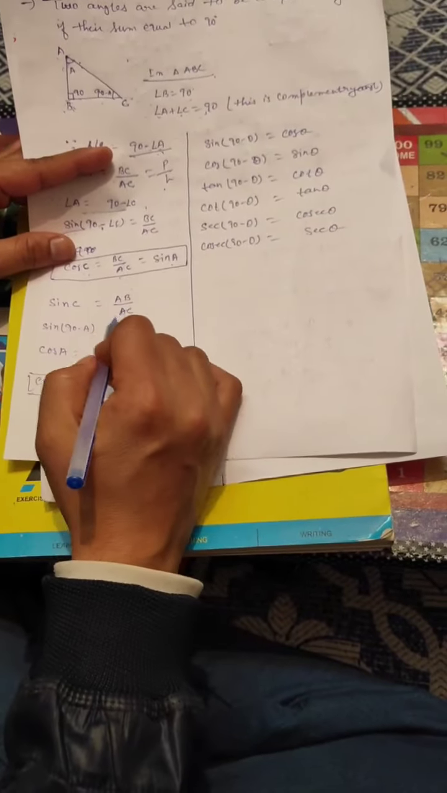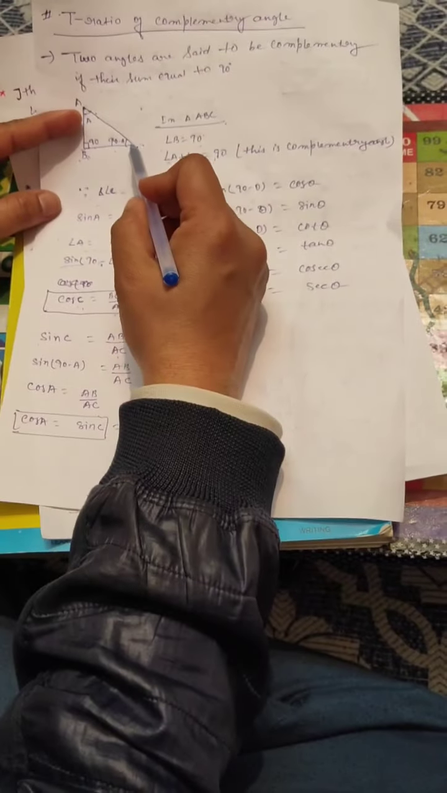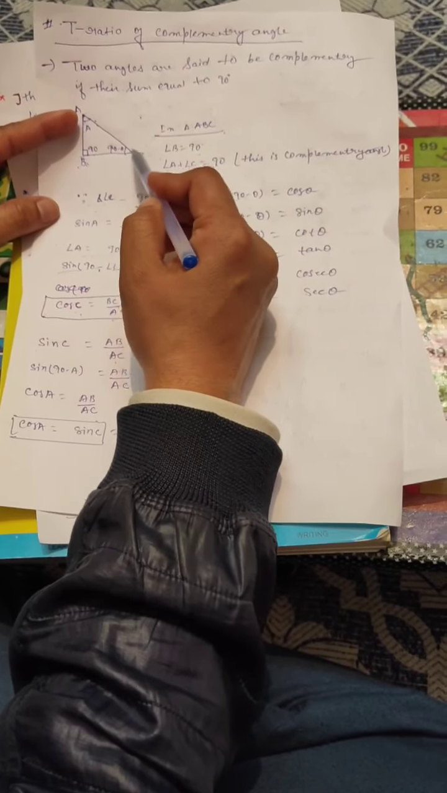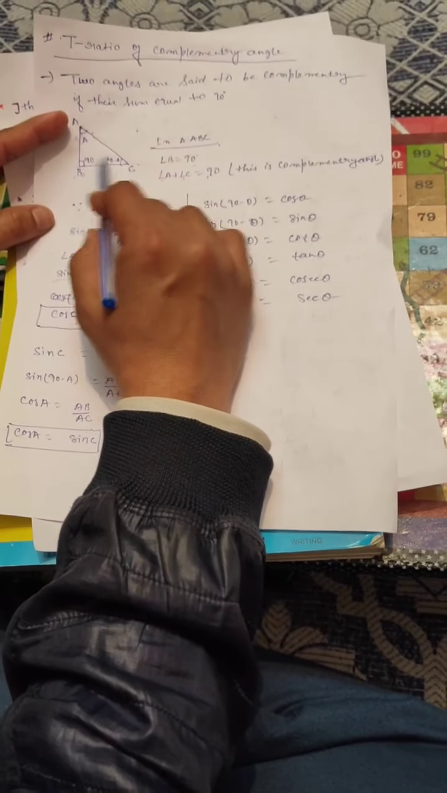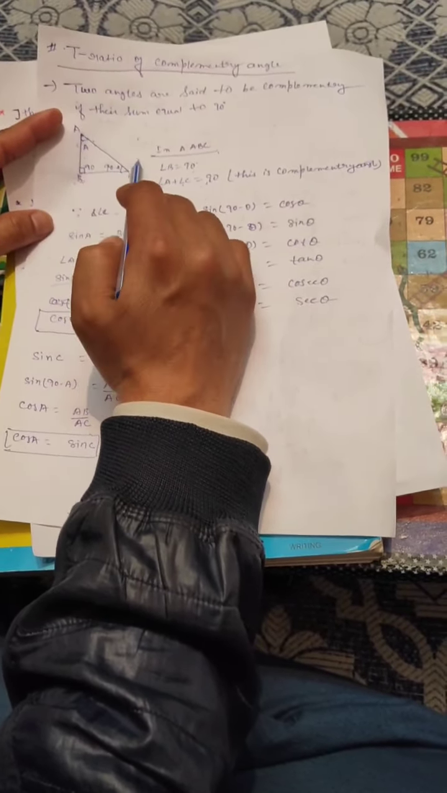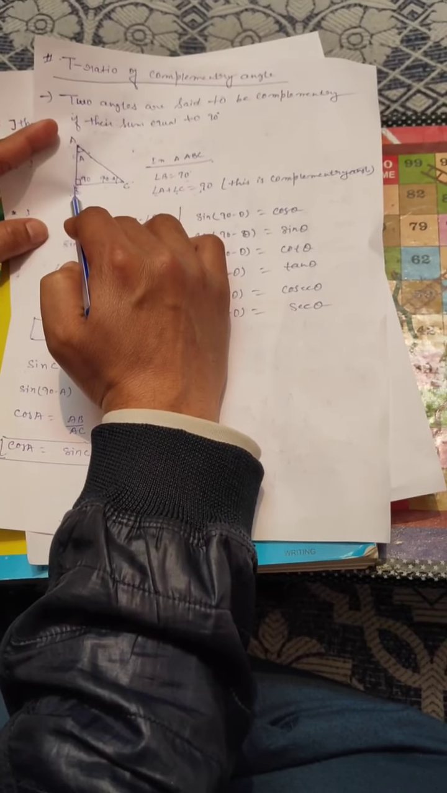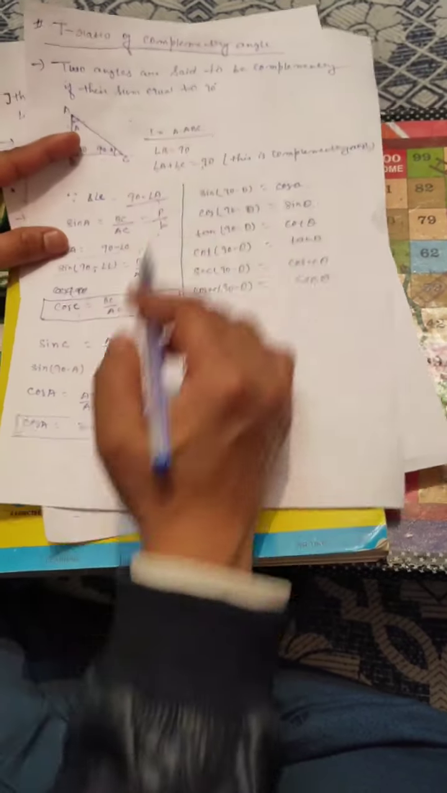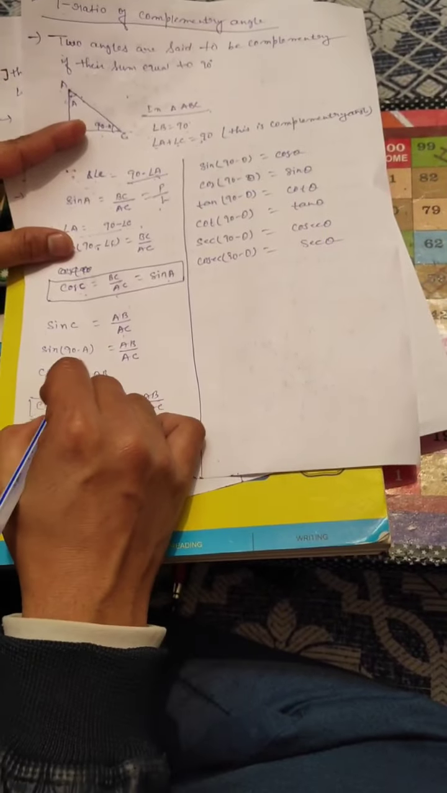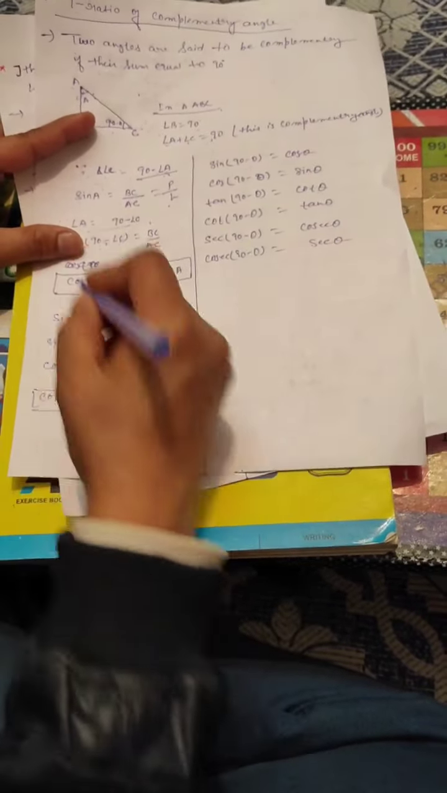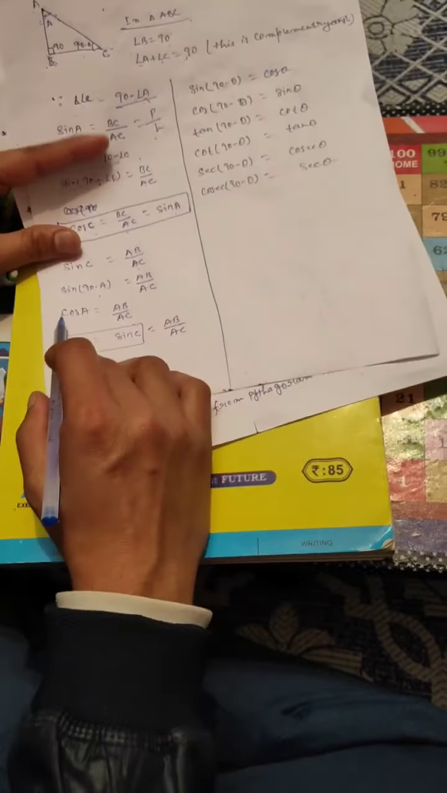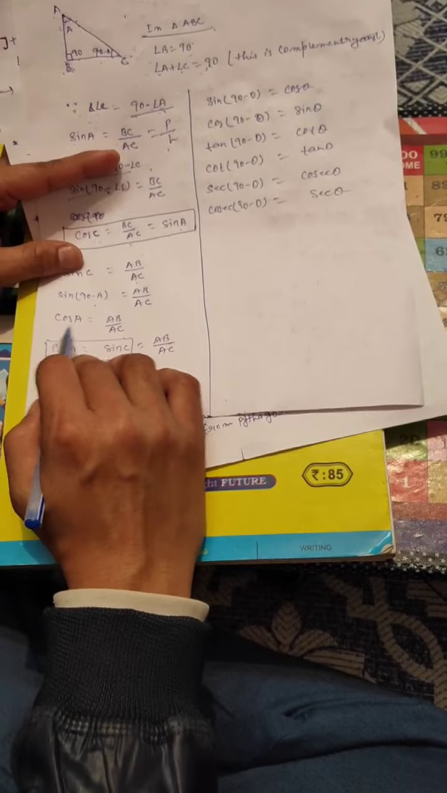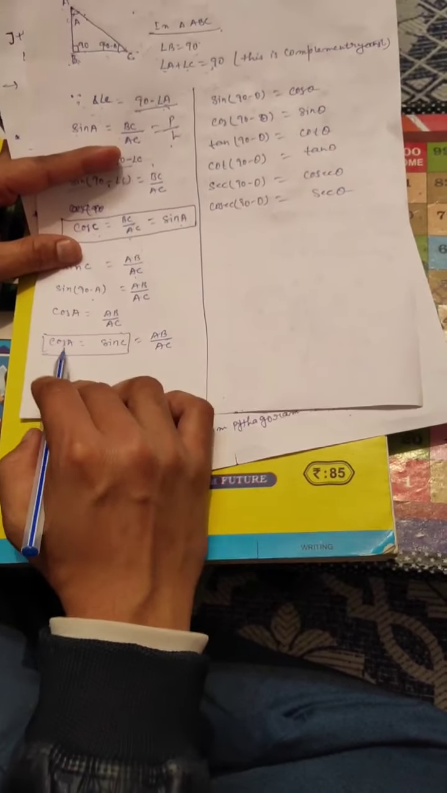Sin C equals AB upon AC. Here angle C equals 90 minus A, as we know that sin C equals AB upon AC. AB is the perpendicular side of the triangle, and AC is the hypotenuse. So AB upon AC equals sin 90 minus A, as we know that 90 minus A equals angle C, and cos 90 minus theta equals sin theta. So cos 90 minus A, that is sin 90 minus A, equals cos A. The cos A equals AB upon AC. So cos A equals sin C equals AB upon AC.